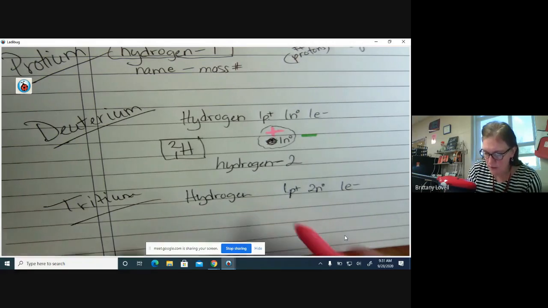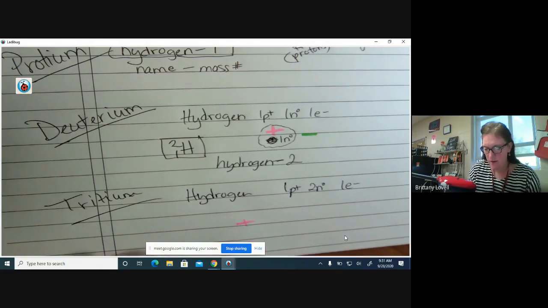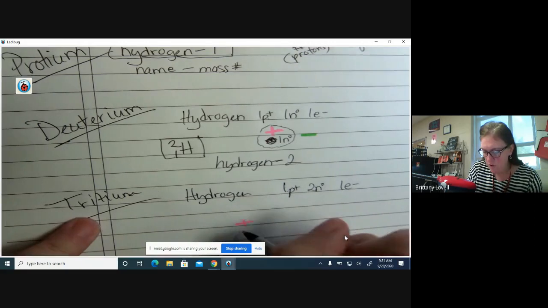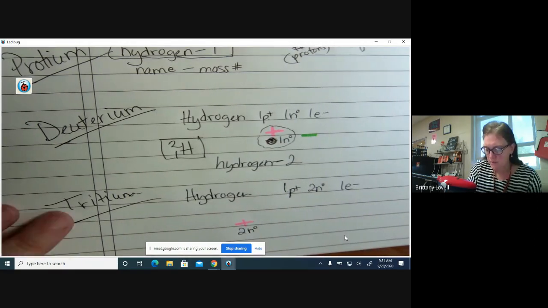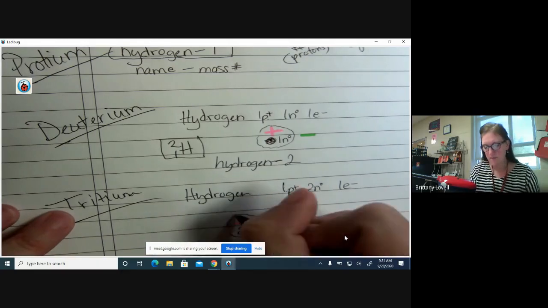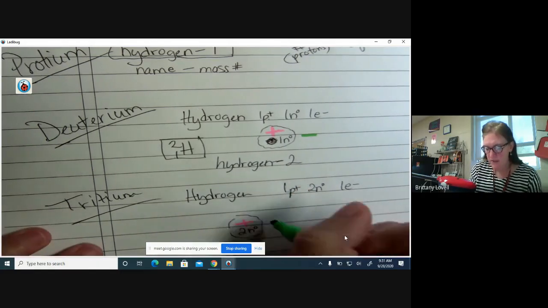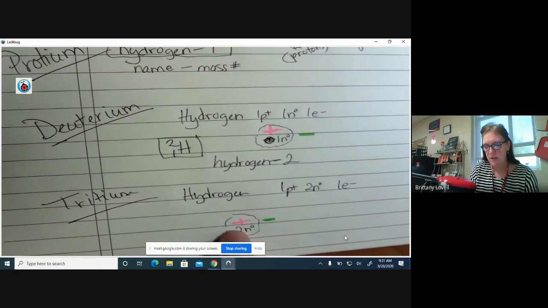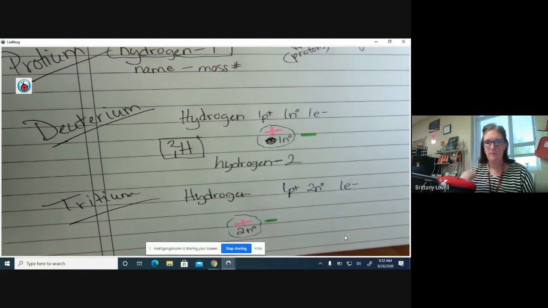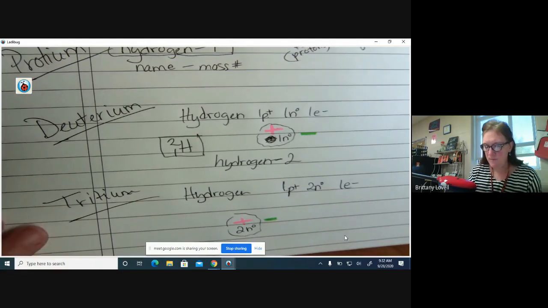So we're going to draw our 1 proton there in the middle. We're going to have 2 neutrons this time, which you could draw as little circles if you wanted to. This is our nucleus. And we've still got that 1 electron because it's still hydrogen. The protons don't change, and this is a neutral atom, so they just have to cancel each other out. So there's our drawing.